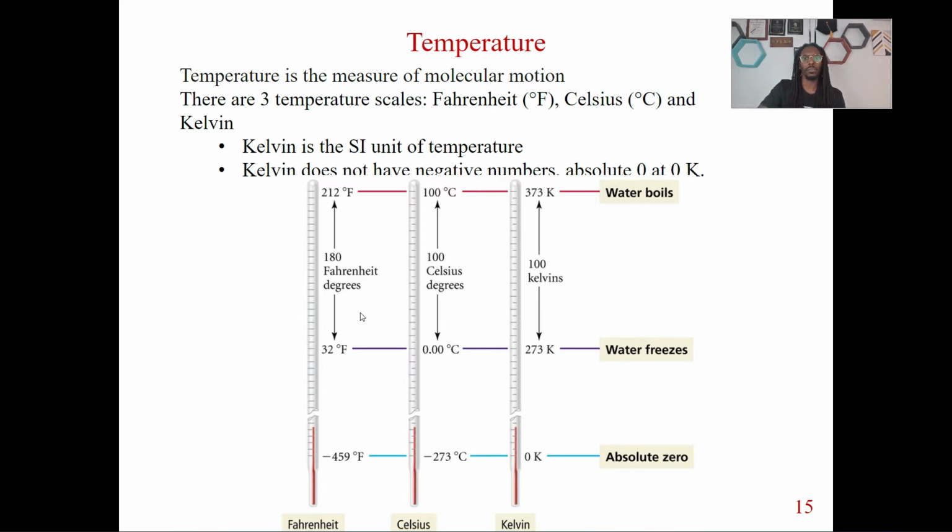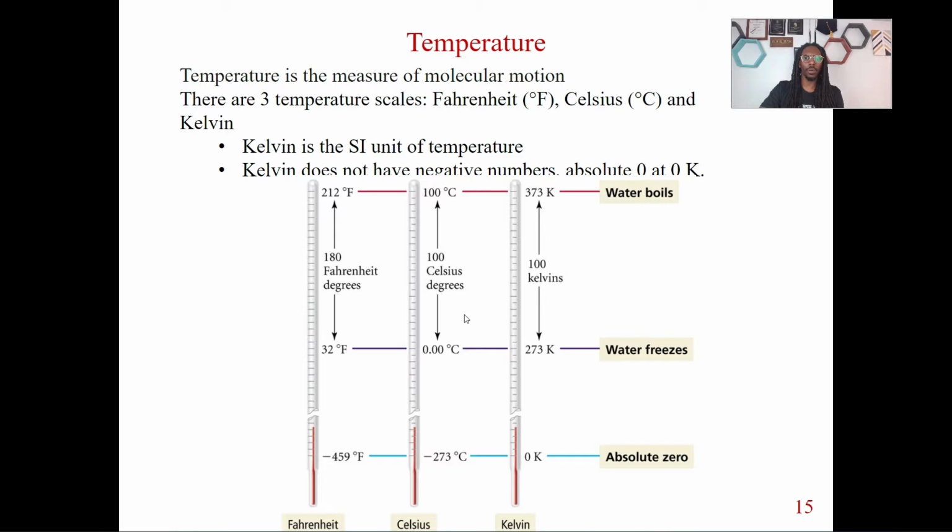So if we look at Celsius, water freezes at 0 degrees Celsius and it boils at 100 degrees Celsius. So we can see with this comparison, there's 100 degrees Celsius between 0 and 100.